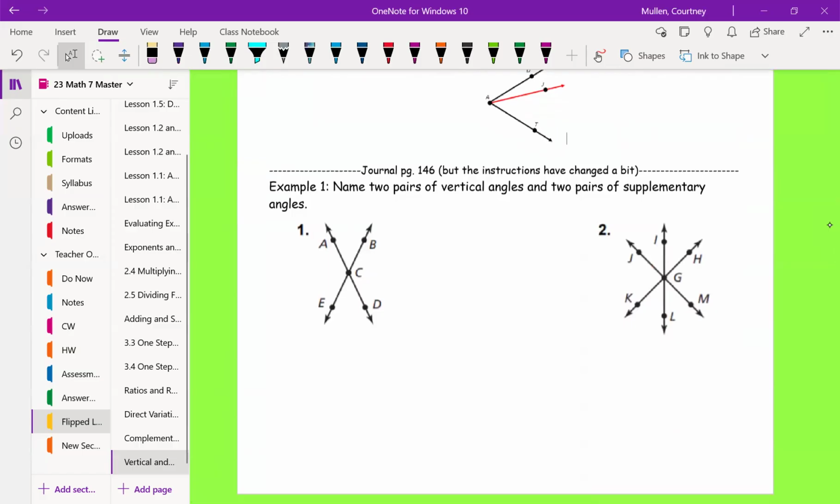Example 1, name two pairs of vertical angles and two pairs of supplementary angles. Now there's lots of correct answers here, but let's just talk about a couple. So let's start with vertical angles in this first figure. So remember, vertical angles share a vertex point. So what angle would be congruent or vertical with angle ACE? Did you say angle BCD? Those are vertical.